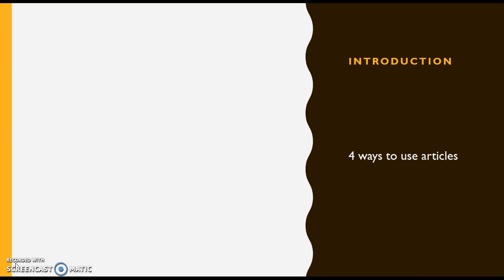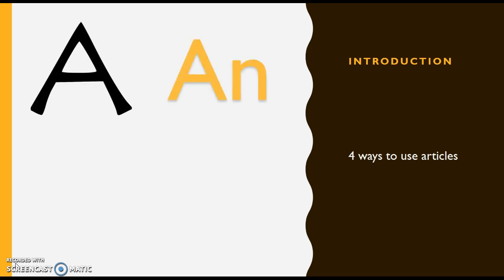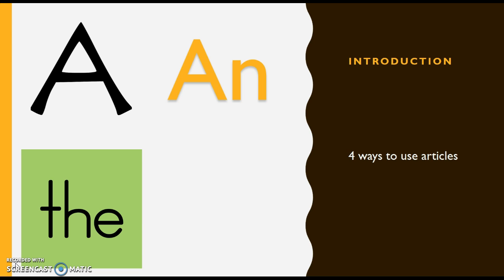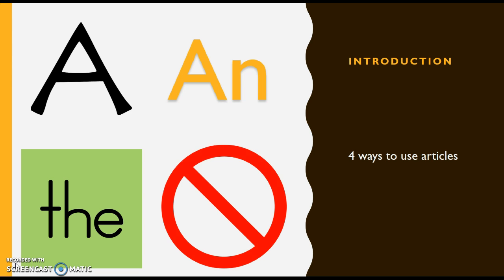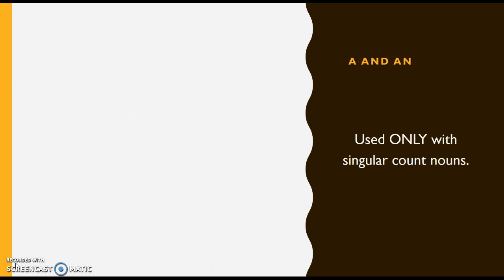There are 4 ways to use articles. There's a, an, the, and something called zero article or no article, which means there's no article used with a noun. All articles must be paired with a noun, so that's something to note when teaching articles. A and an are only used with singular count nouns.